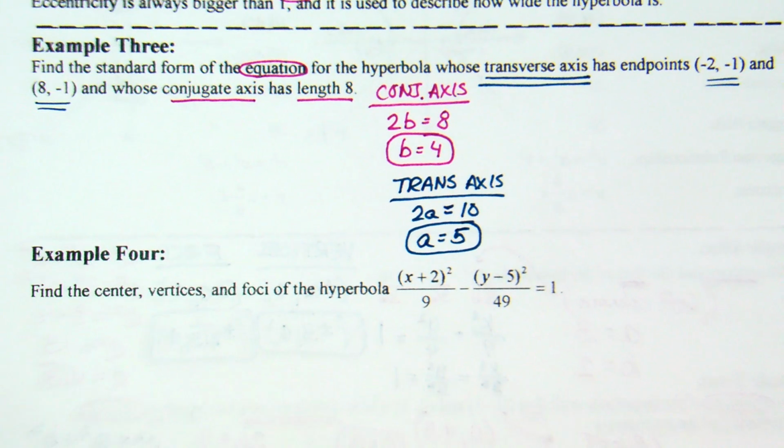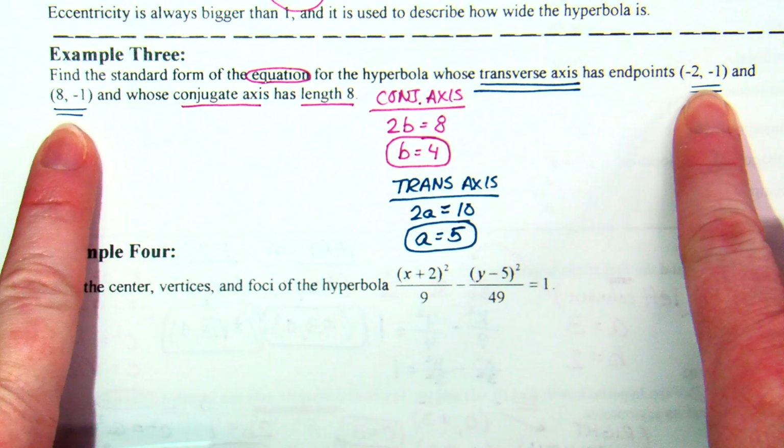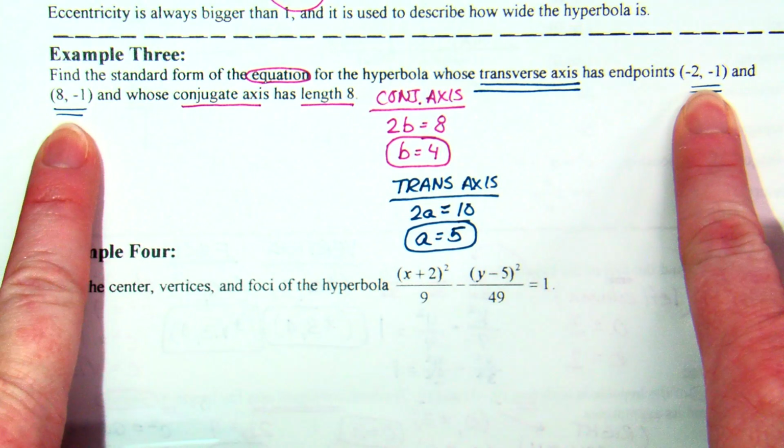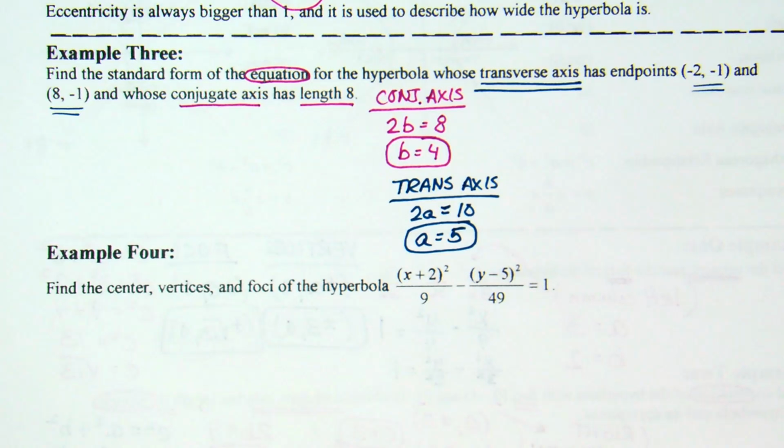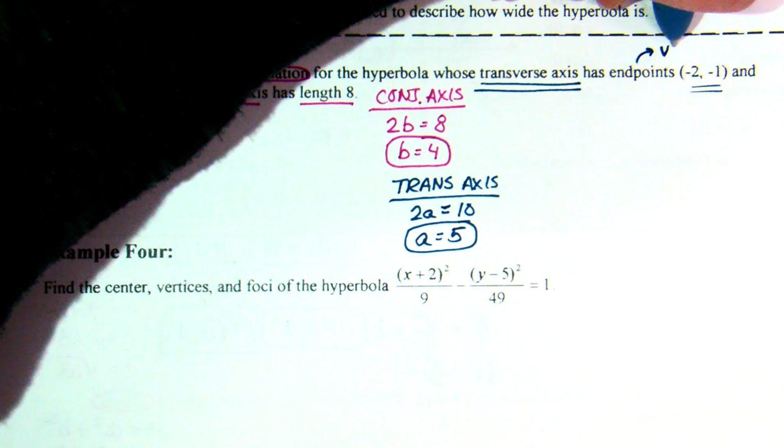Now let me back up for a moment. No one said the vocabulary word. The transverse axis endpoints, what are these? What are the ends of the transverse axis called? Vertices. Okay, so a key to know is that these endpoints are called vertices.